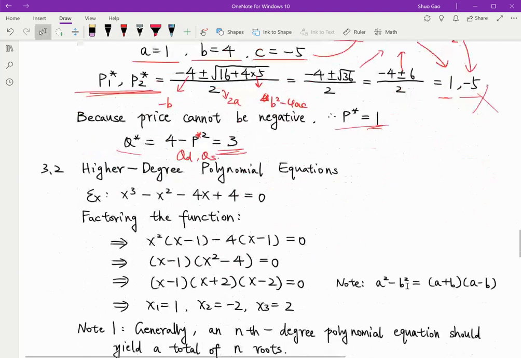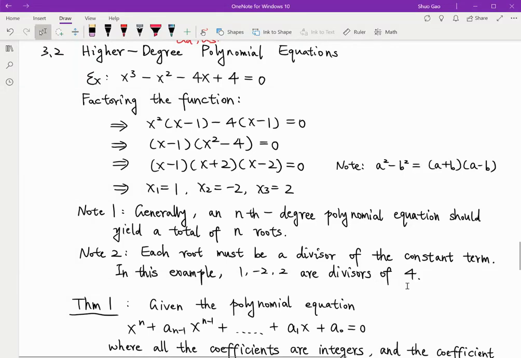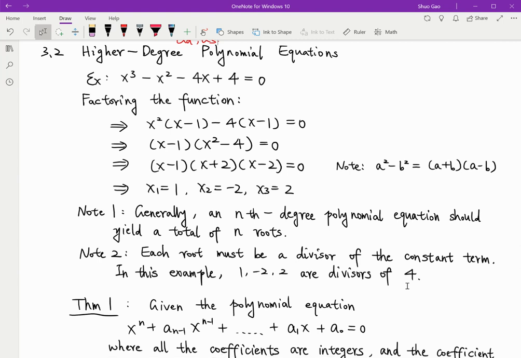So next, we talk about higher degree polynomial equations. Before that, we talked about linear equations and quadratic equations. The highest degree of x is 2, right? But what if the degree of x is beyond 2? For example, in this equation, x cubed minus x squared minus 4x plus 4 equals 0.